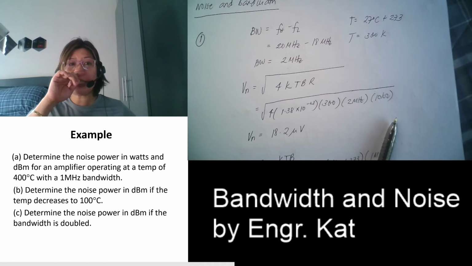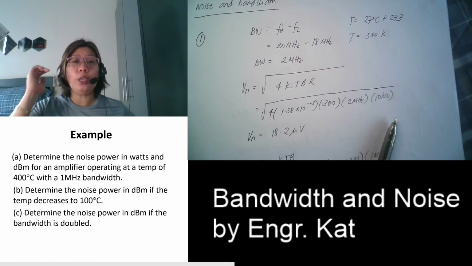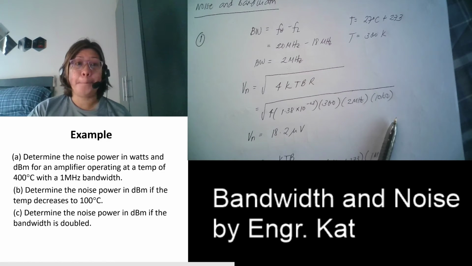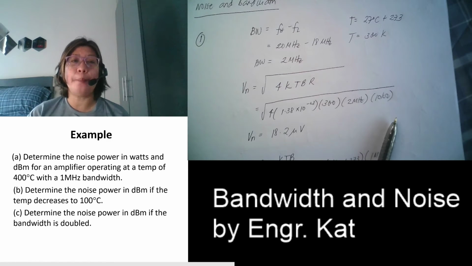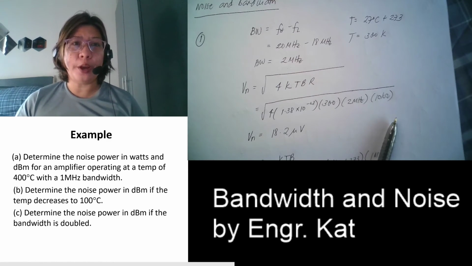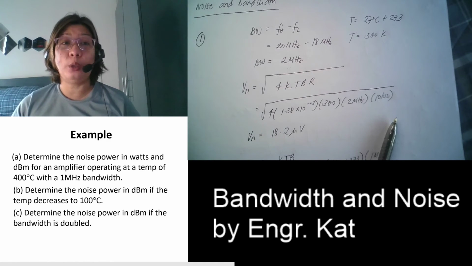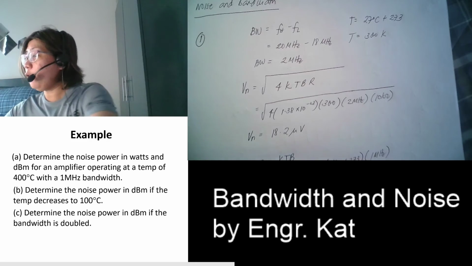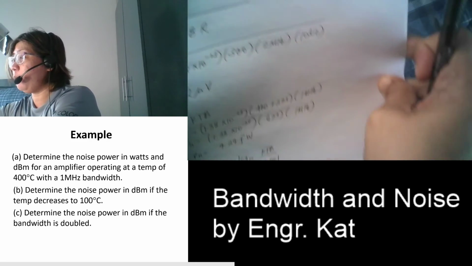So we have another example here. Determine the noise power in watts and in dBm for an amplifier operating at a temperature of 400 degrees Celsius with a 1 megahertz bandwidth. In this type of example, bandwidth is already given. We are not given the range, so therefore no need to subtract. This is already your bandwidth. Okay, so we have here your formula. What is our formula?